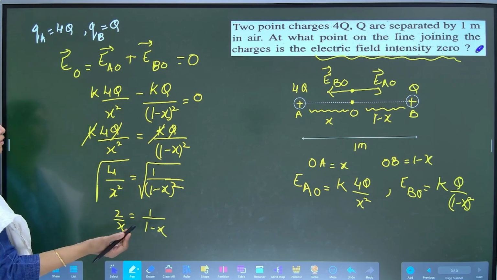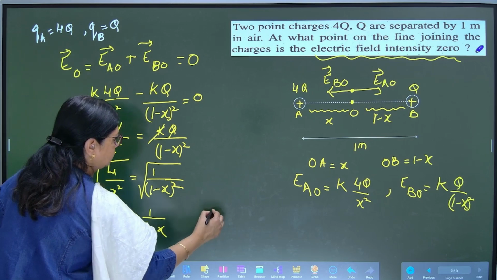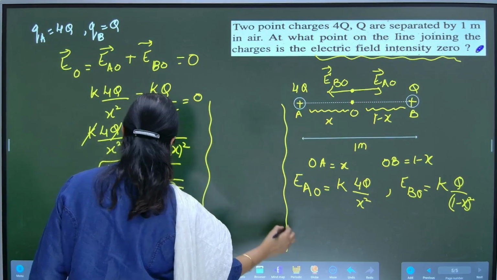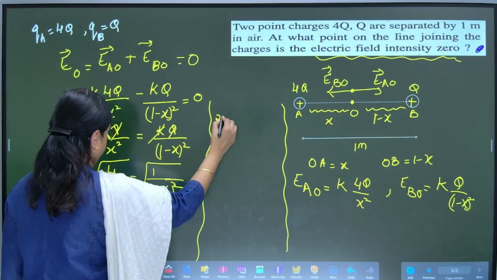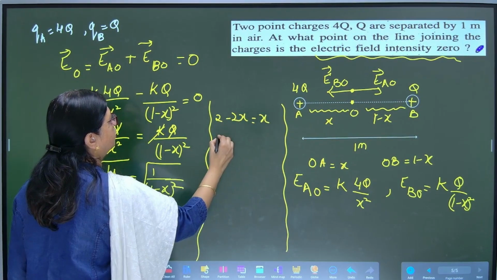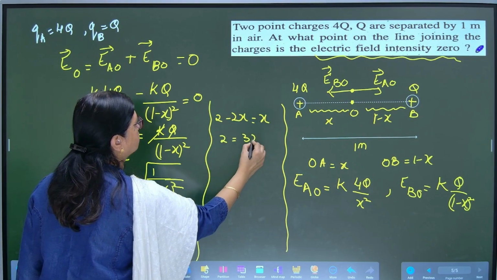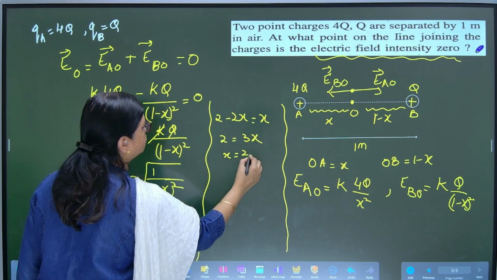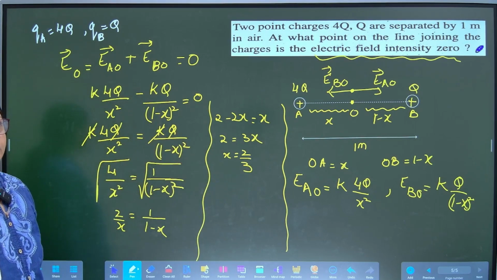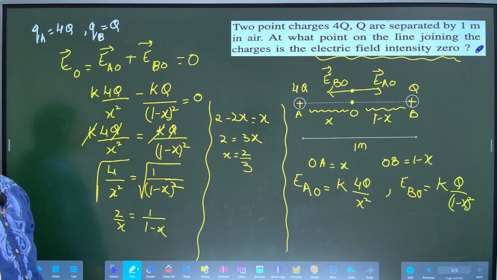Fine. So now I just cross multiply. That is 2 into 1 minus x, 2 minus 2x is equal to x. So 2 is equal to 3x. X is equal to 2 upon 3. So the value of x is 2 upon 3 out of the 1 meter.